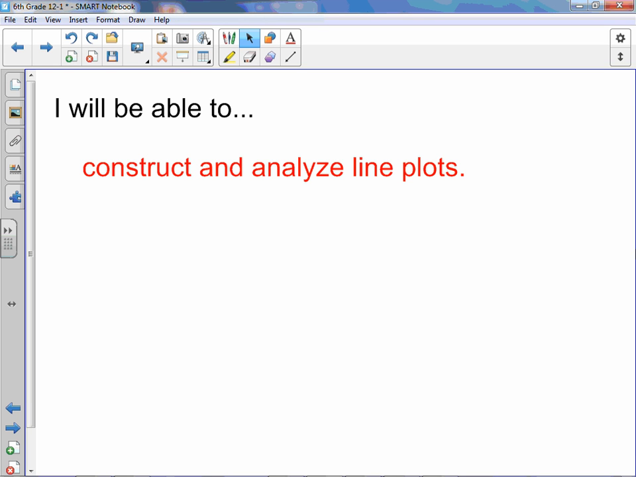Chapter 12, Lesson 1, Line Plots. You will be able to construct and analyze line plots.